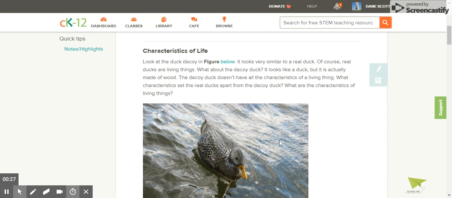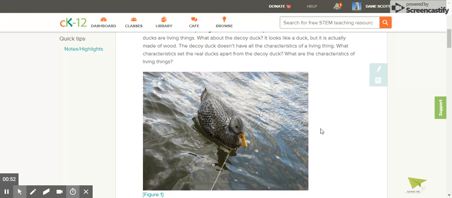Characteristics of life. Look at the duck decoy in the figure below. It looks very similar to a real duck. Of course, real ducks are living things. What about the duck decoy? It looks like a duck, but is actually made of wood, or probably plastic, actually. The decoy duck doesn't have all the characteristics of a living thing. What characteristics set the real ducks apart from the duck decoy?